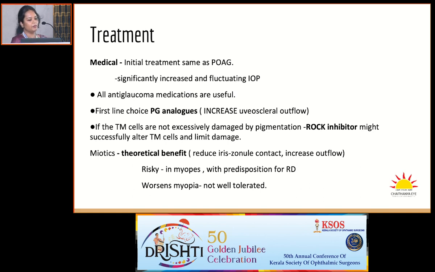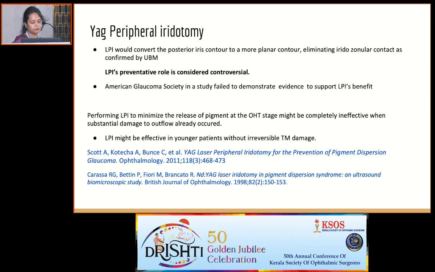Treatment. Initial treatment is the same as POAG, which is medical, but pigmentary glaucoma will have significantly increased and fluctuating IOP. All glaucoma medications are useful, the first line of choice being the prostaglandin analogues. If the trabecular meshwork cells are not excessively damaged by the pigmentation, Rho kinase inhibitors might successfully alter the trabecular meshwork cells and limit damage. And miotics have a theoretical benefit because they reduce the iridozonular contact and increase the outflow, but it's risky in myopes with an added predisposition to RD and worsens the myopia, so patients will not tolerate miotics.